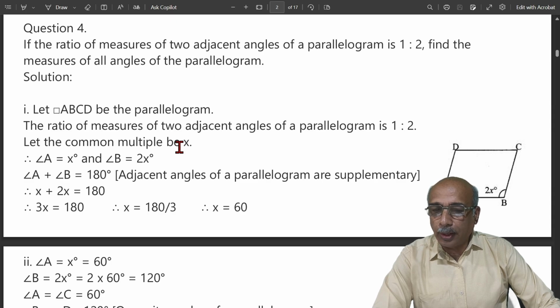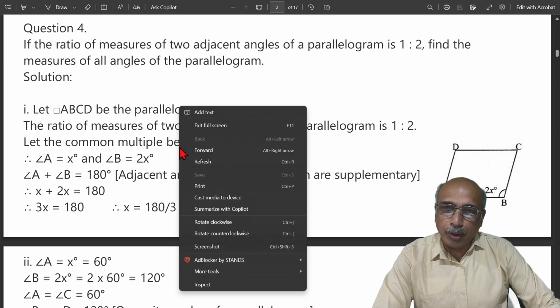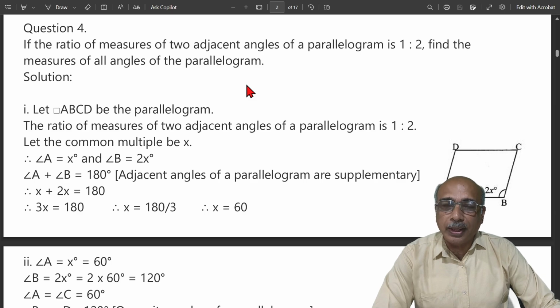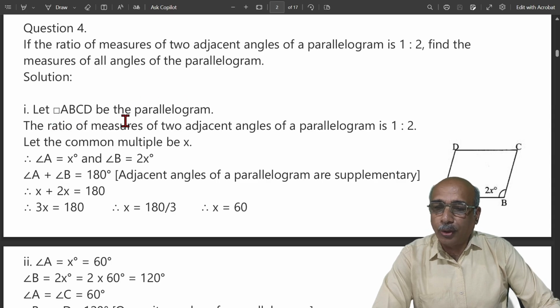Let quadrilateral ABCD. Whenever any term is not given, and a parallelogram, rectangle or something is given there, at that time please take a note. You have to take any quadrilateral ABCD, XYZW or PQRS or any alphabet. Here let quadrilateral ABCD be the parallelogram. The ratio of measures of two adjacent angles of a parallelogram is 1:2.